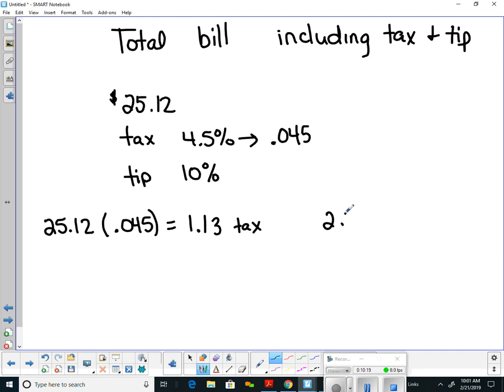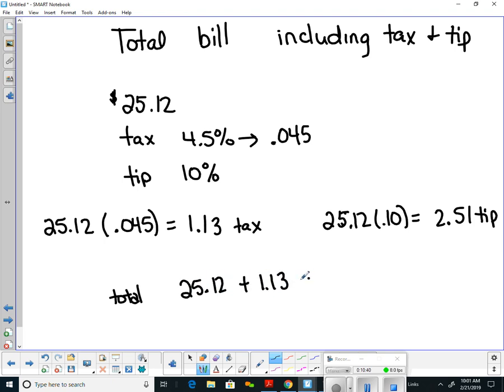I'm going to also have to find my tip off the original cost. So my tip here is going to be $2.51. That's my tip. So my total of the bill would be to add $25.12 plus $1.13 plus $2.51. So when I add those together, I end up with a final answer of $28.76. Okay.